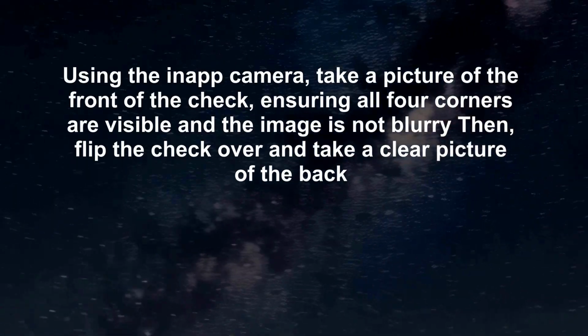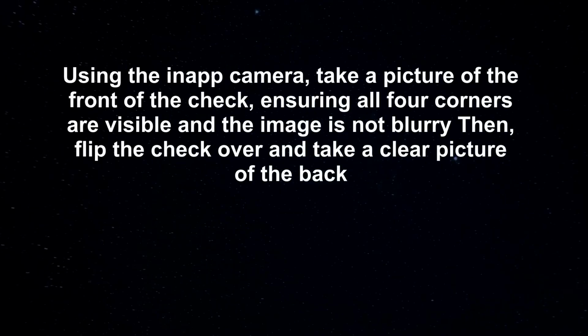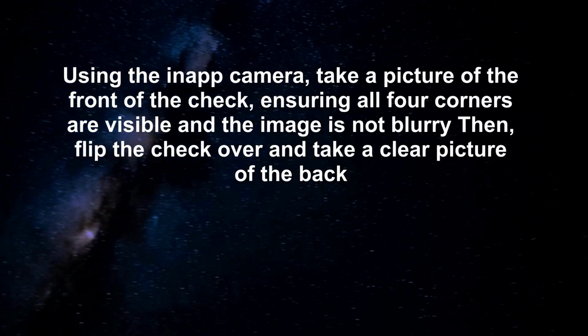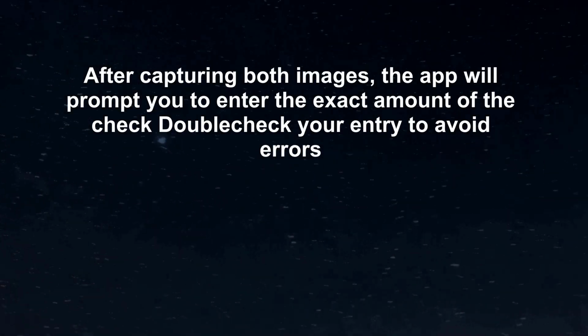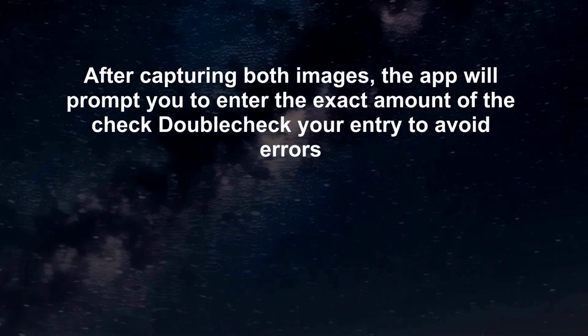Using the in-app camera, take a picture of the front of the check, ensuring all four corners are visible and the image is not blurry. Then, flip the check over and take a clear picture of the back. After capturing both images, the app will prompt you to enter the exact amount of the check. Double-check your entry to avoid errors.